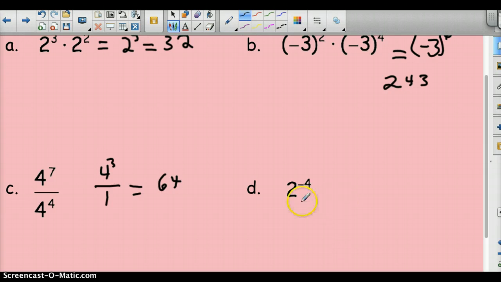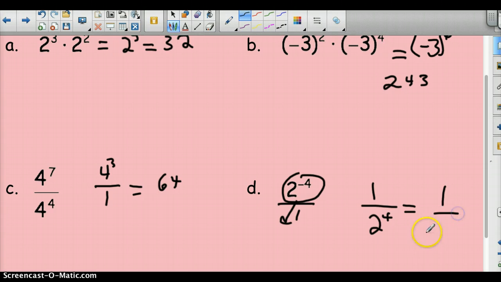Last one on this slide, 2 to the negative 4. I immediately assume a denominator of 1 and take that negative power downstairs. So 2 to the fourth power is downstairs because it was negative upstairs. When it moves down, it becomes positive. There's nothing upstairs. I always write a 1 when that happens, and then I evaluate 2 to the fourth power. 2 times 2 times 2 times 2 is 16. That's how I get 1 over 16 for my answer there.